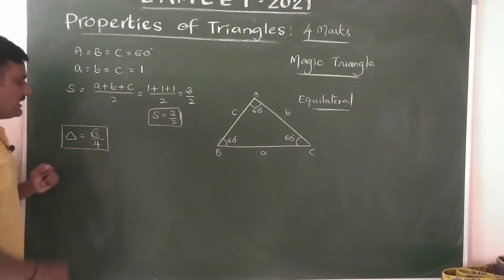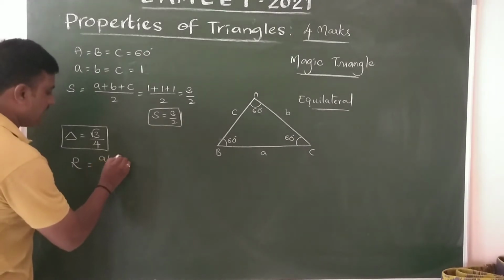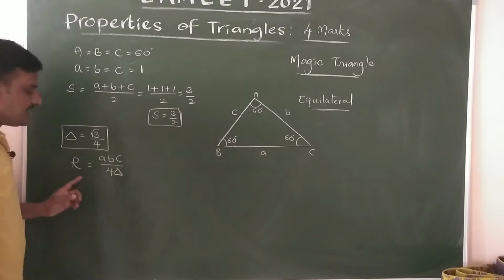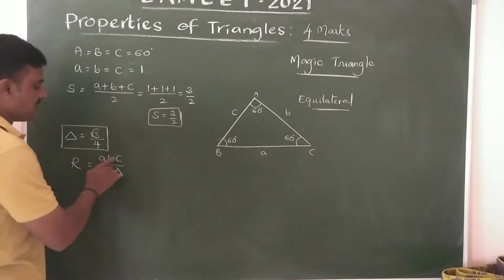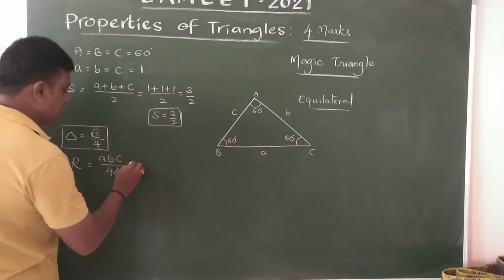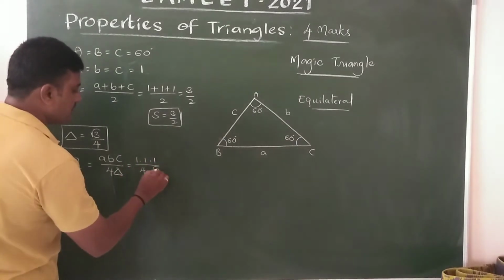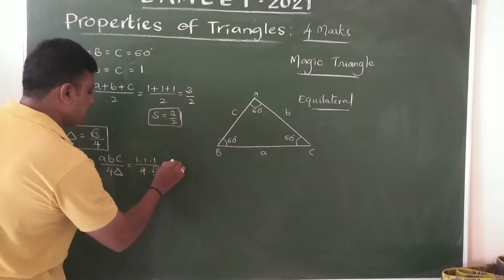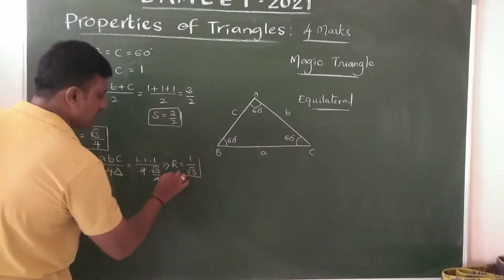Now we also use capital R. Delta equals abc by 4R, so capital R equals abc by 4 delta. Now abc by 4 delta equals 1 into 1 into 1 by 4 delta, where delta equals root 3 by 4. The 4 gets cancelled, then that is 1 by root 3. Capital R equals 1 by root 3.